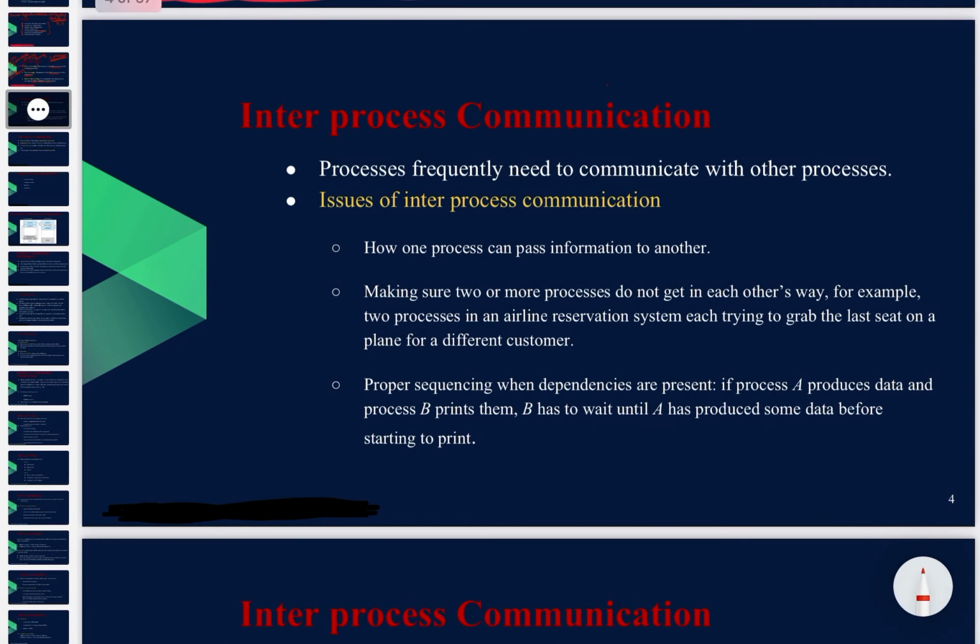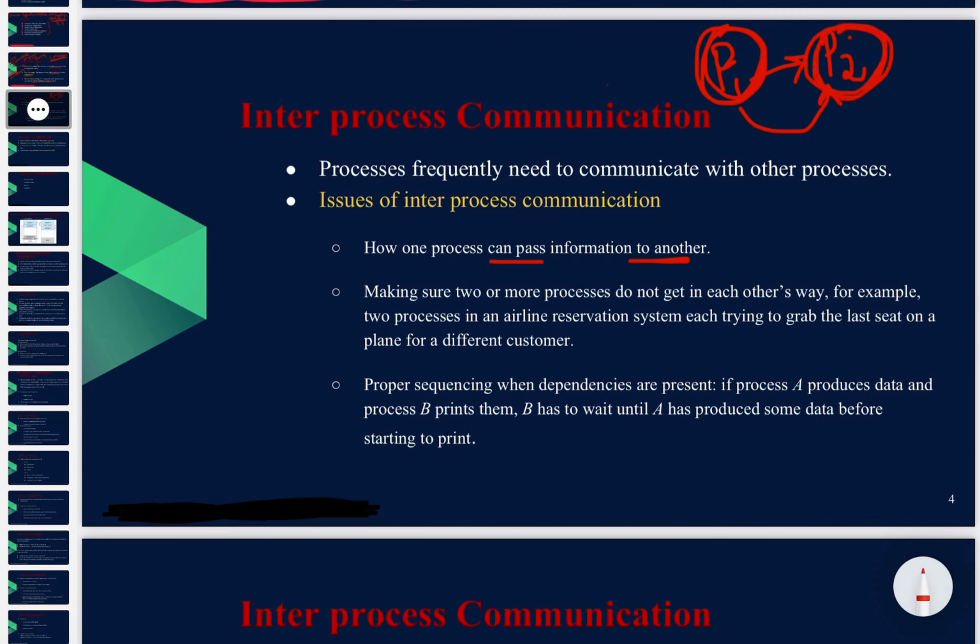So what is inter-process communication? Processes frequently need to communicate with other processes. So one process, say process P1, has to communicate with process P2. Now how will this communication take place? So you need frequent communication between the processes. What are the issues of inter-process communication? How one process can pass information to another process, that is, process P1 passing its information to process P2.